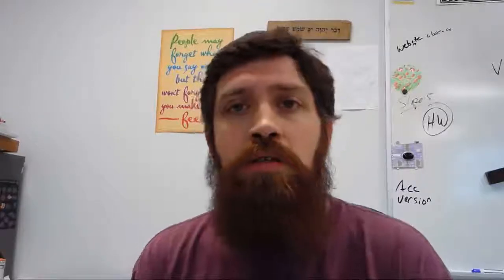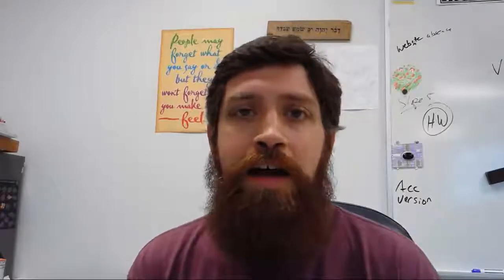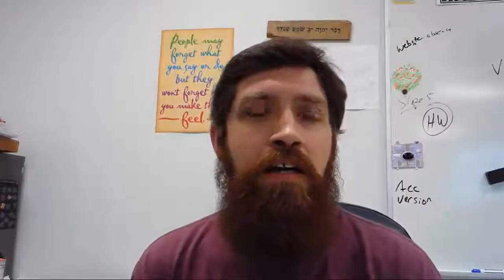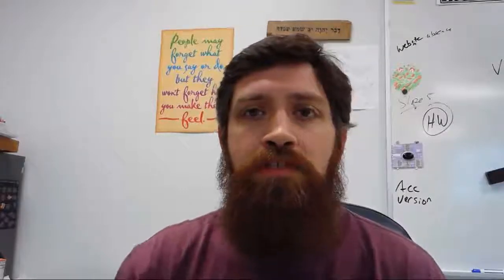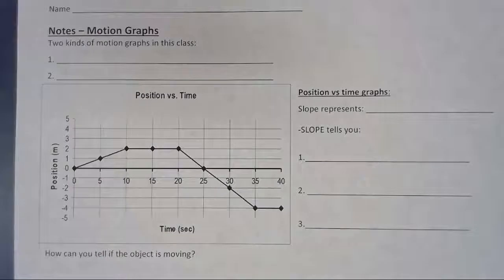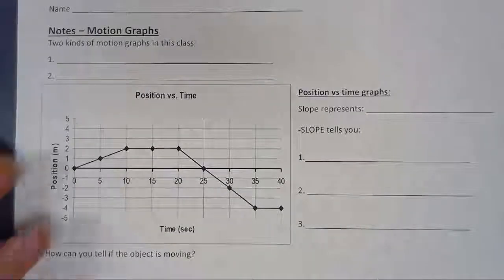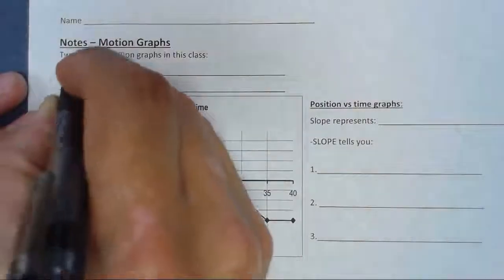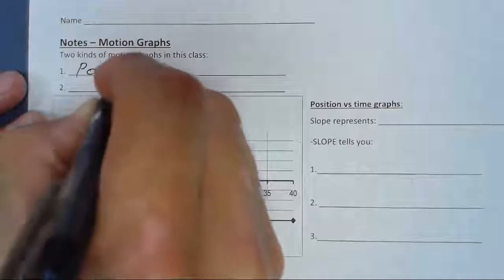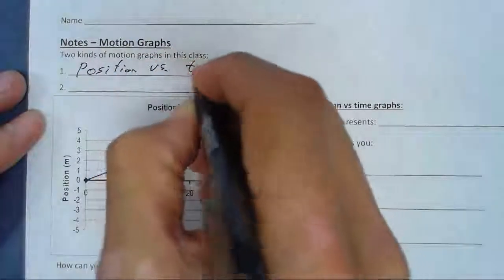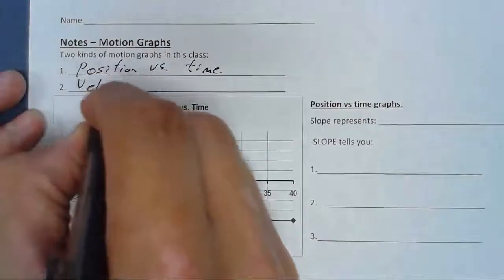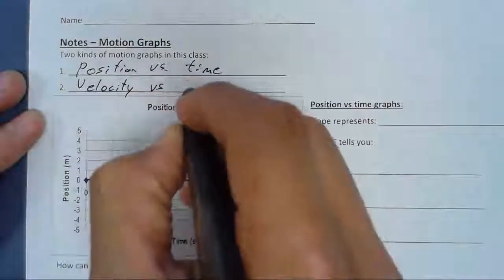But we can also do it just by looking at a graph that describes motion. So you need to understand how to analyze, how to understand what a motion graph means. Okay, so in this class, there are only two kinds of motion graphs that we're going to talk about, and you can see them on this page. The first one is called a position versus time graph. And the second one is called a velocity versus time graph.